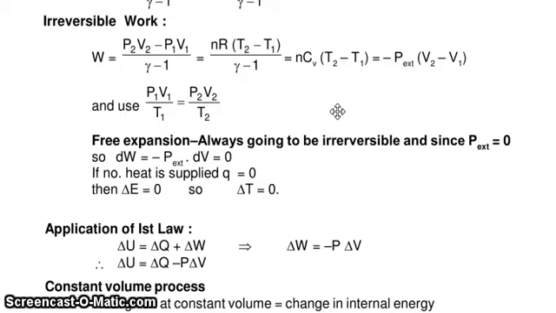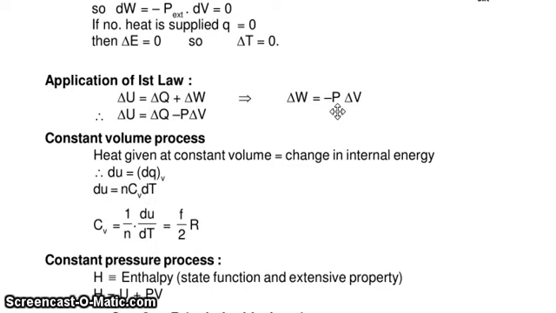Now friend, free expansion is always irreversible, and since P external is equal to 0, dW is equal to minus P external dot dV, which is equal to 0. If no heat is supplied, Q is equal to 0, then delta E is equal to 0, so delta T is equal to 0.